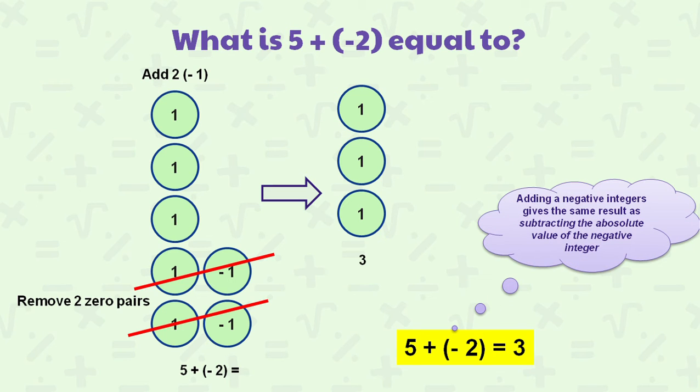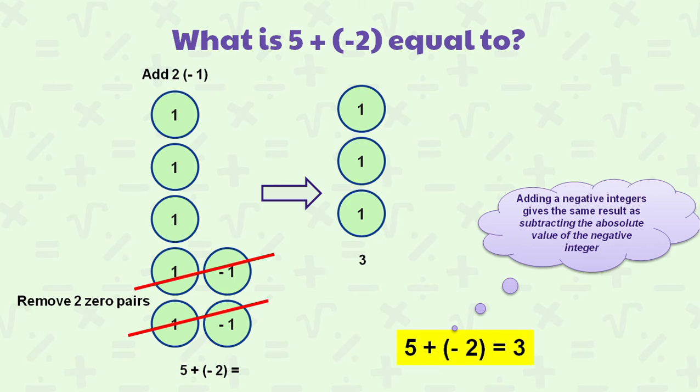Adding a negative integer gives the same result as subtracting the absolute value of the negative integer. Okay, adding a negative integer gives the same result as subtracting the absolute value of the negative integer.